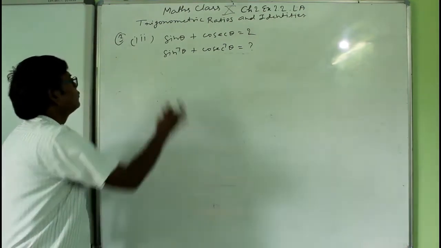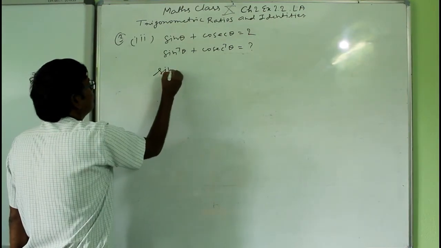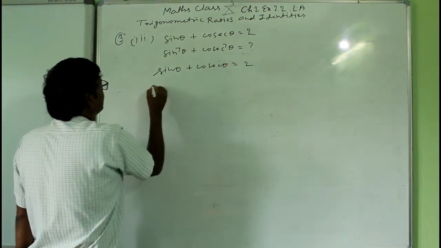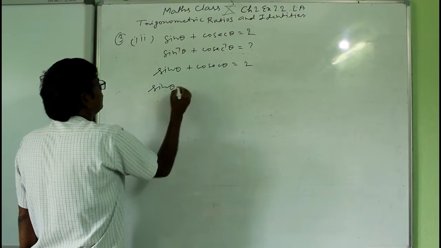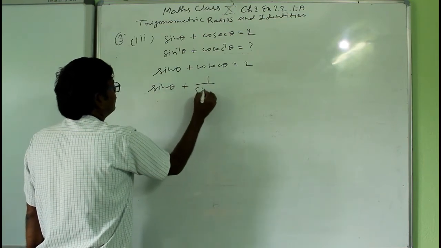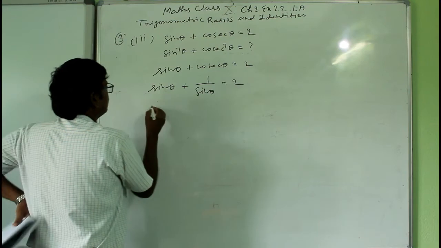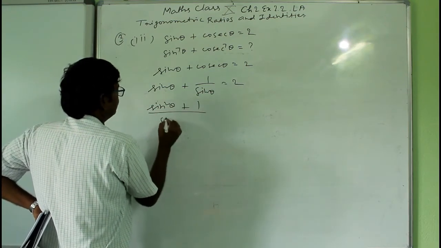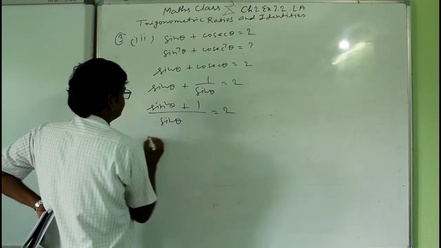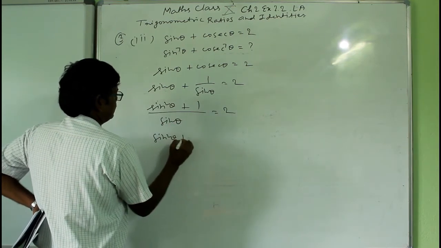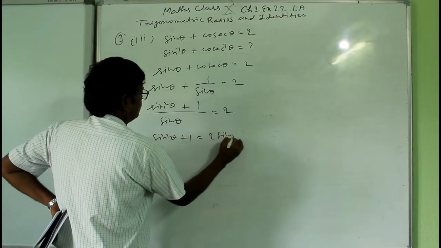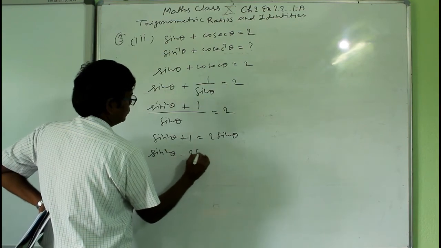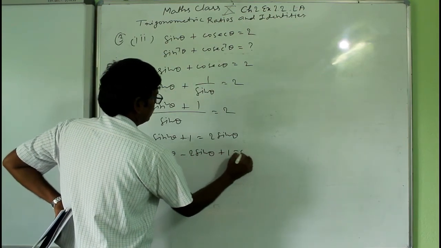So here first start with this sin theta plus 1 by sin theta equal to 2, then here sin square theta plus 1 by... then sin square theta minus 2 sin theta plus 1 equal to 0.